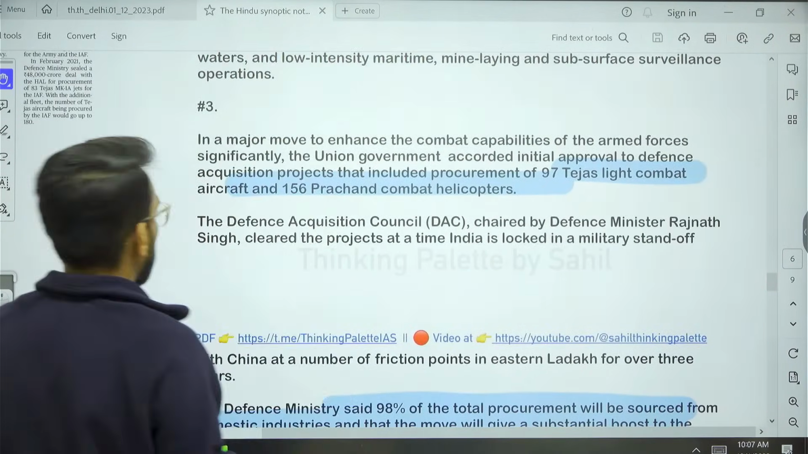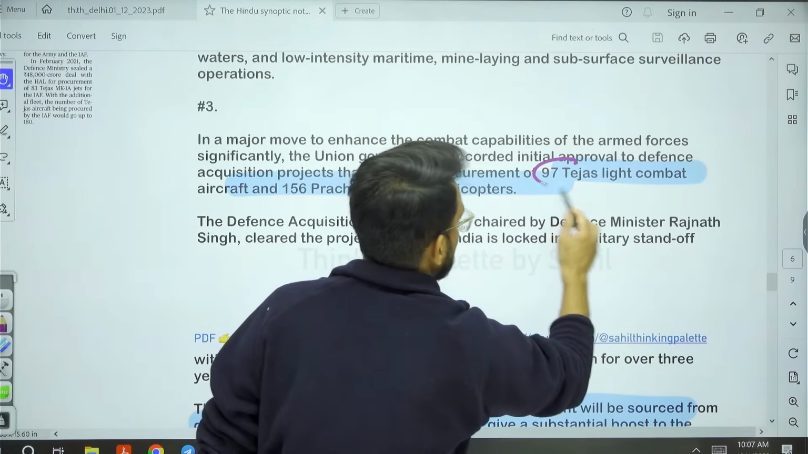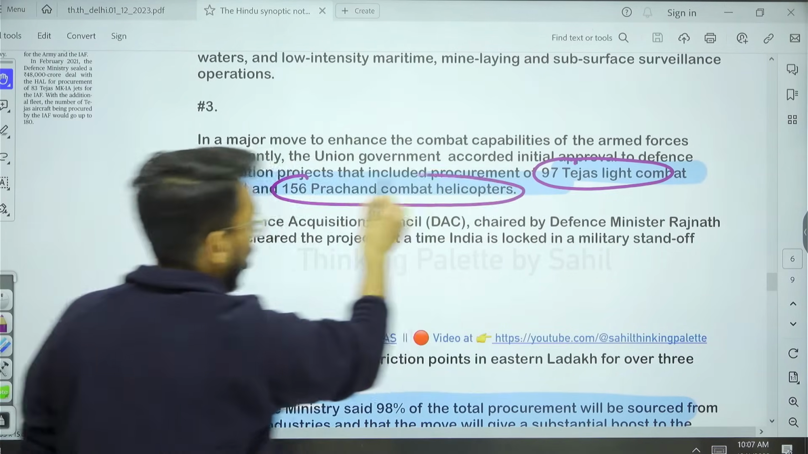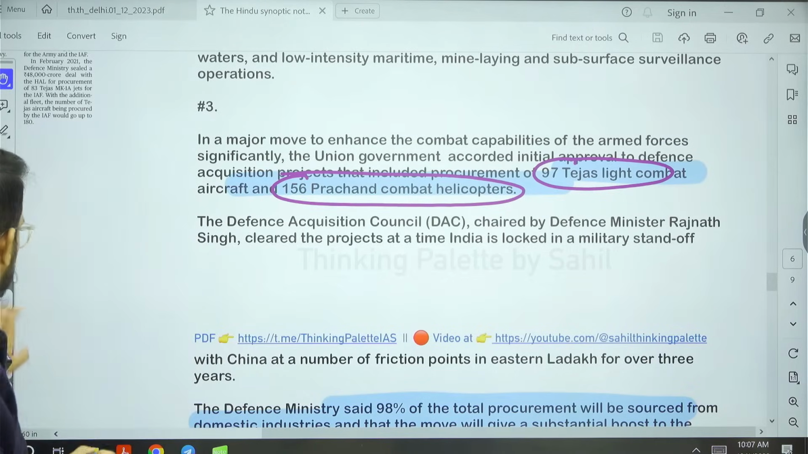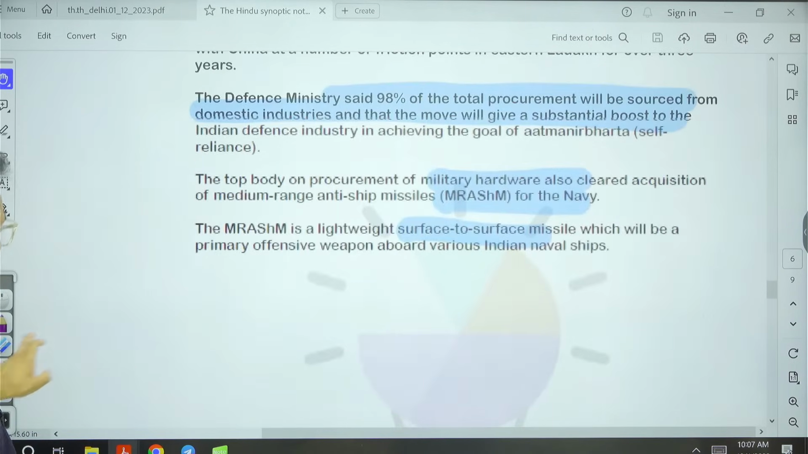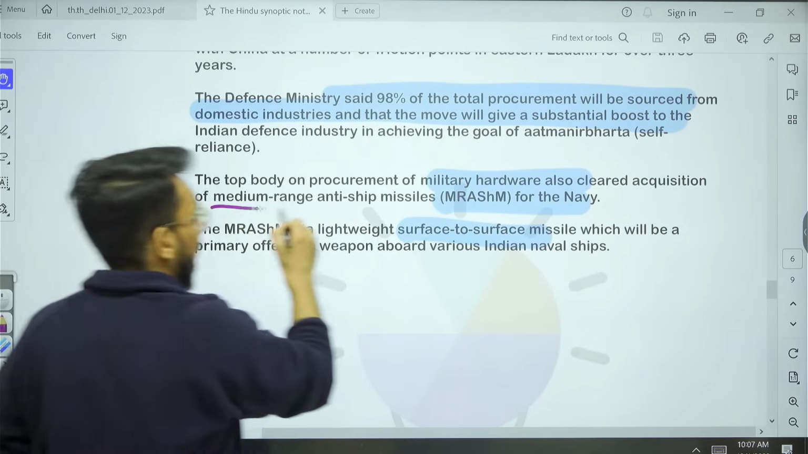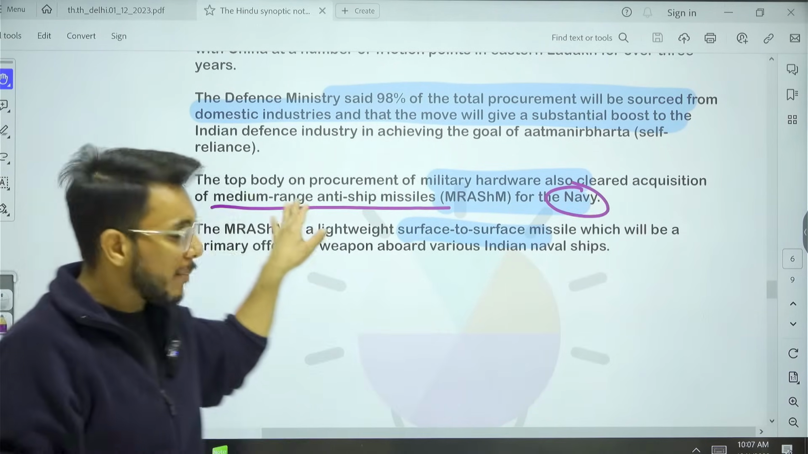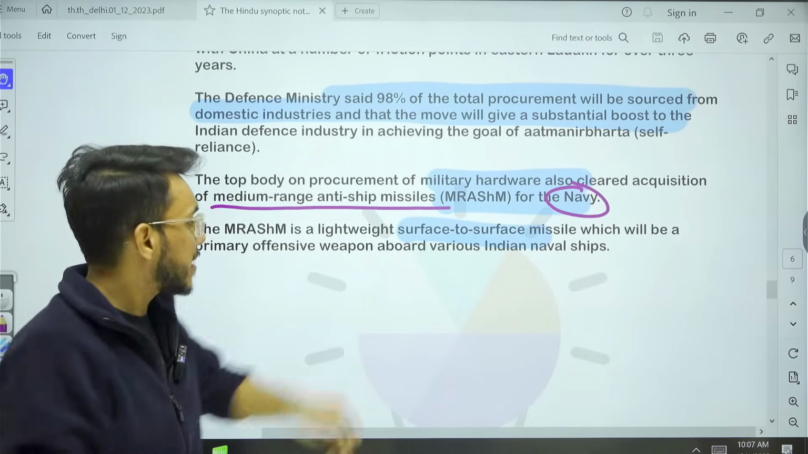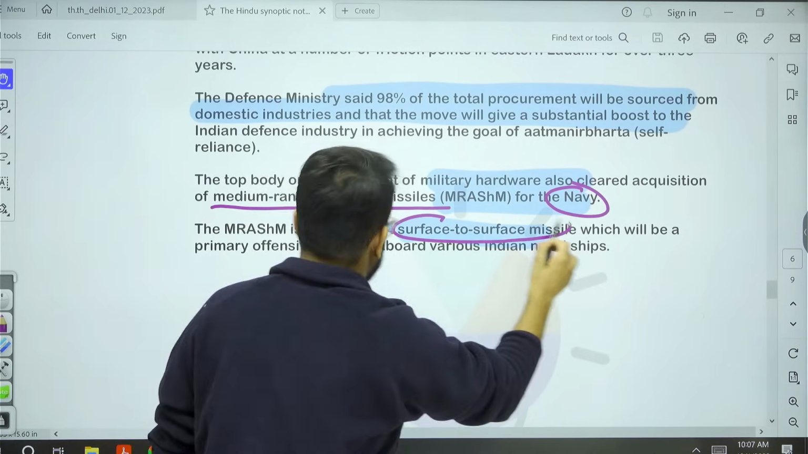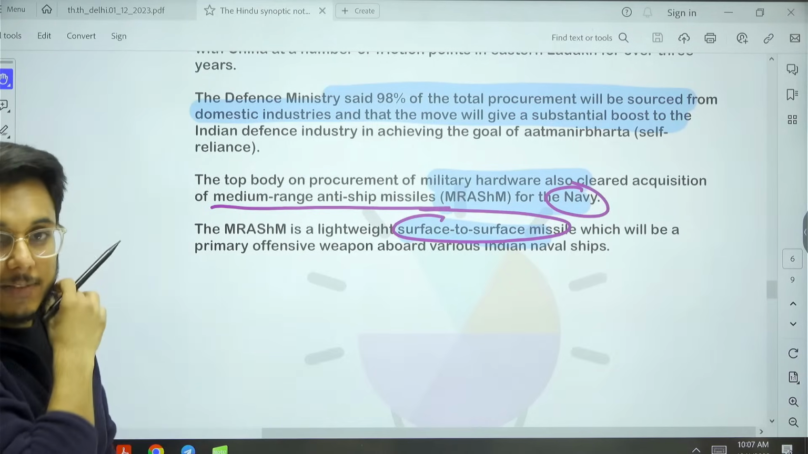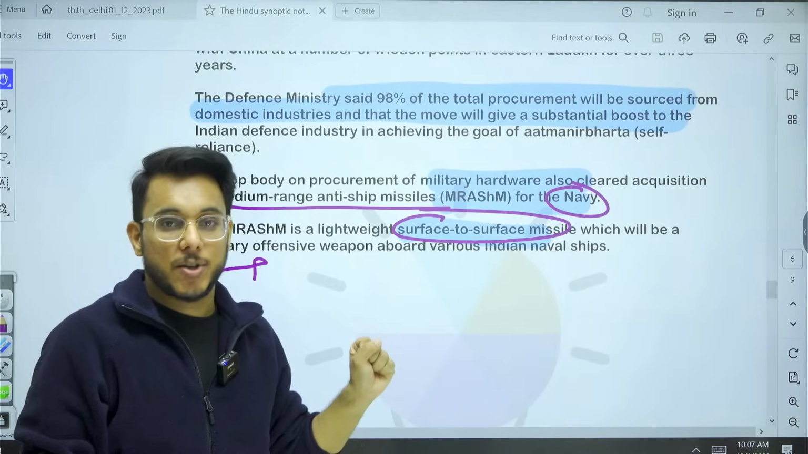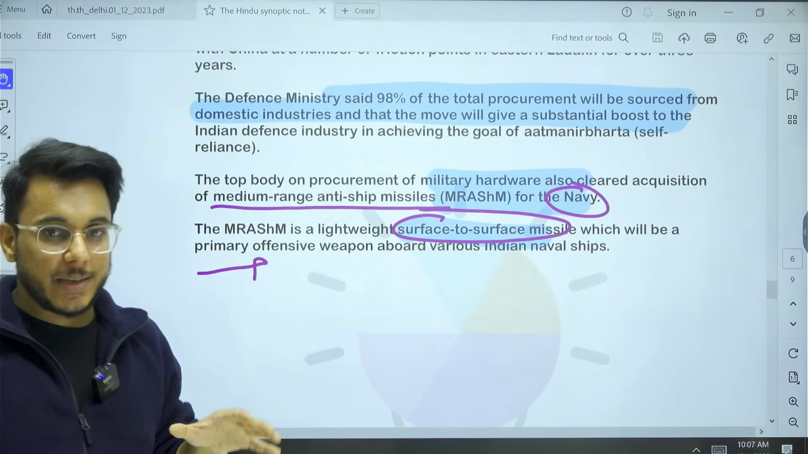defense forces, they are going to procure 97 Tejas light combat aircrafts, 156 Prachand combat helicopters. Okay. Also other weaponaries and medium range anti-ship missiles will be procured for Navy. Now medium range anti-ship missiles, this is surface to surface missile and will be used as a primary offensive weapon, will be deployed over Navy ships. So all these proposals have been cleared.